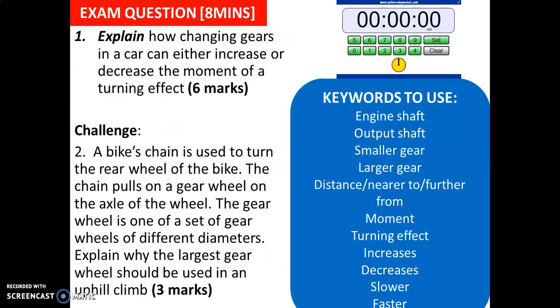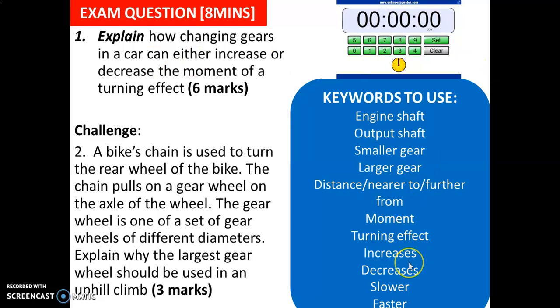So here's what I want you to do. Using all that information, and of course, please feel free to pause the video and go back and forth on that explanation and listen to it more attentively if you want to. I want you to pause the video here. I want you to answer the 6-mark exam question in your books, if you've got your book, or on some paper if you can. Explain then, using the information that I've just given you, how changing gears in a car can either increase or decrease the moment of a turning effect. You have to explain how changing gears can increase the turning effect and how they can decrease the turning effect. I want you to give me both aspects to that answer.